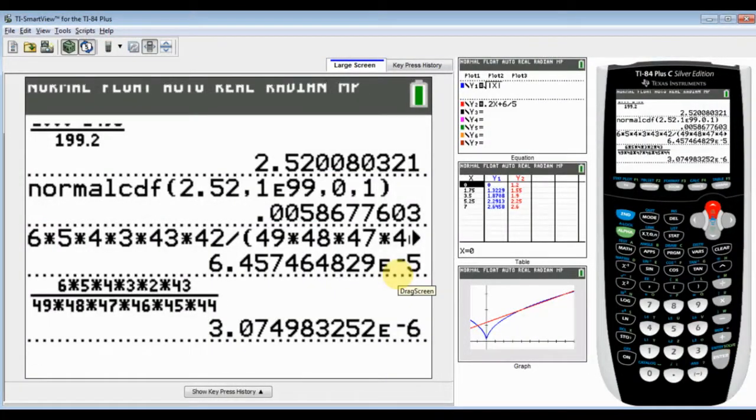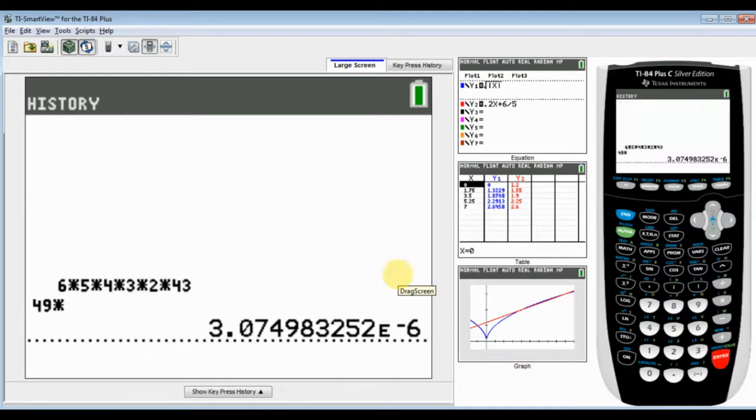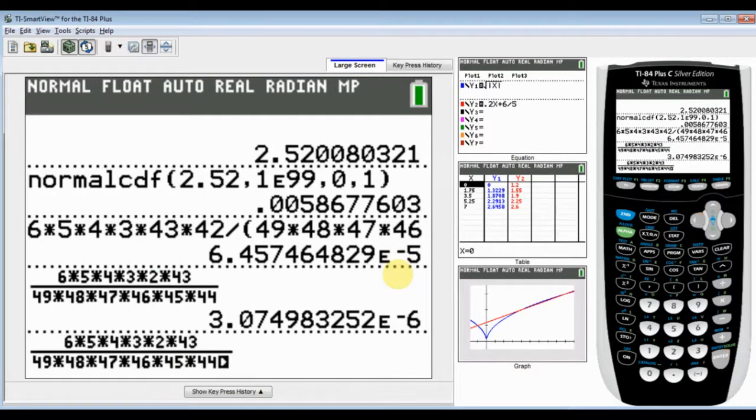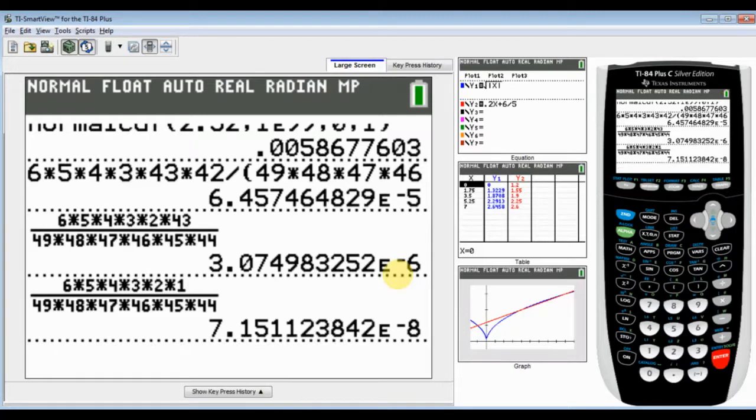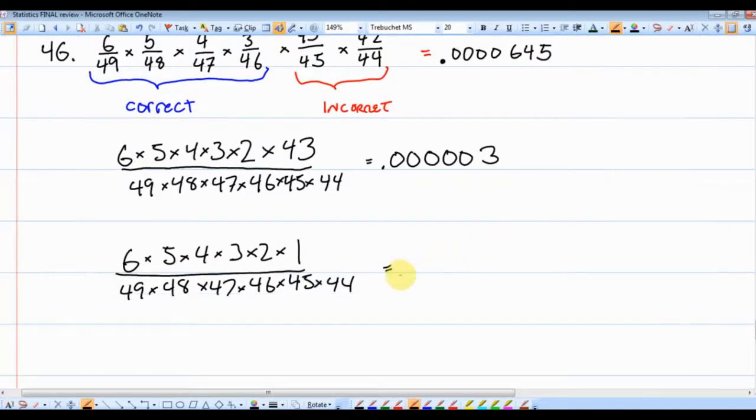Lastly, we're going to figure out the probability of getting all 6 of the ping pong balls correct. It's a pretty small number. That's going to be 7 zeros and a 7. 4, 5, 6, 7 zeros and then a 7. Yeah, that's really small.